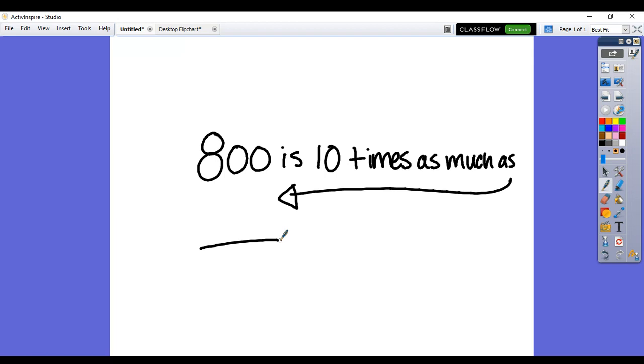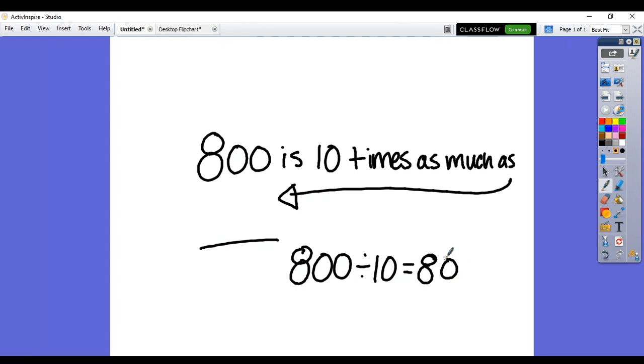So 800 is 10 times as much as what? Does this mean that I do 800 times 10 just because I see 10 times? No, you have to look at the question. So 800 is 10 times as much as what number? So in this one, we're going to do 800 divided by 10, or 1/10, right? And that is going to give me 80.